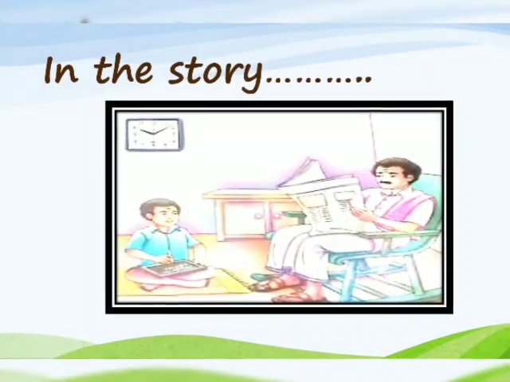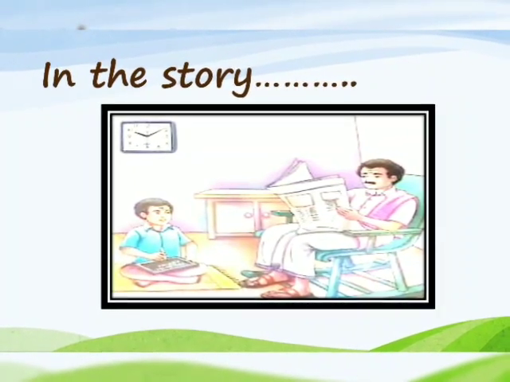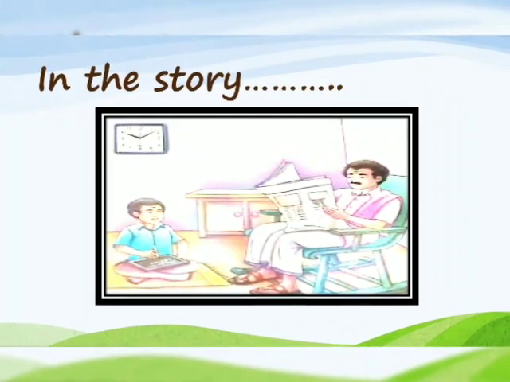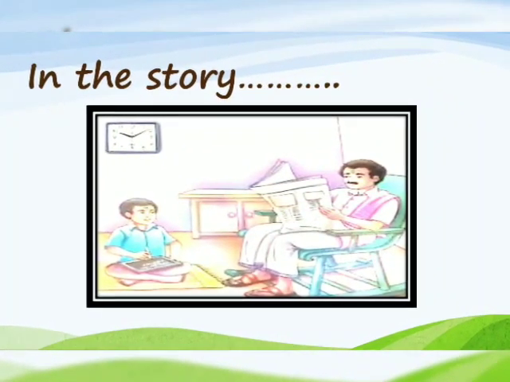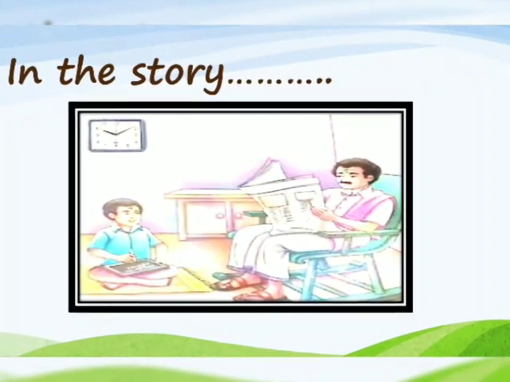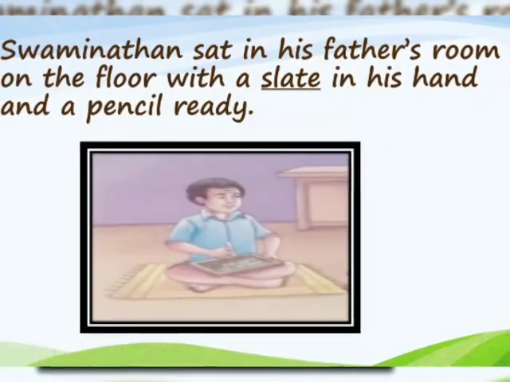Now, in the story, father gave a question to his son named Swami, and the question was related to mangoes. But Swami felt that if he would get to know whether the mangoes were ripe or not, it would be easier for him to solve the sum. So, now let's read it and find out why.